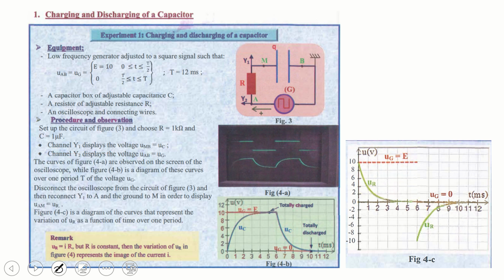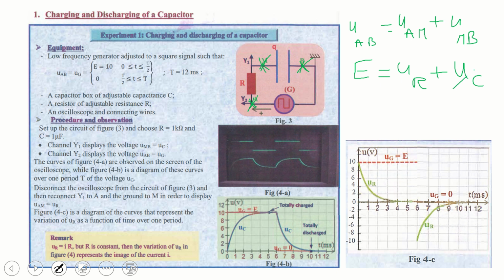Applying the law of addition of voltage, please observe figure 3. UAB across the generator equals UAM across the resistor plus UMB across the capacitor. During the first half period, UAB across the generator equals E, equals UAM across the resistor, so UR, plus UMB across the capacitor, UC.